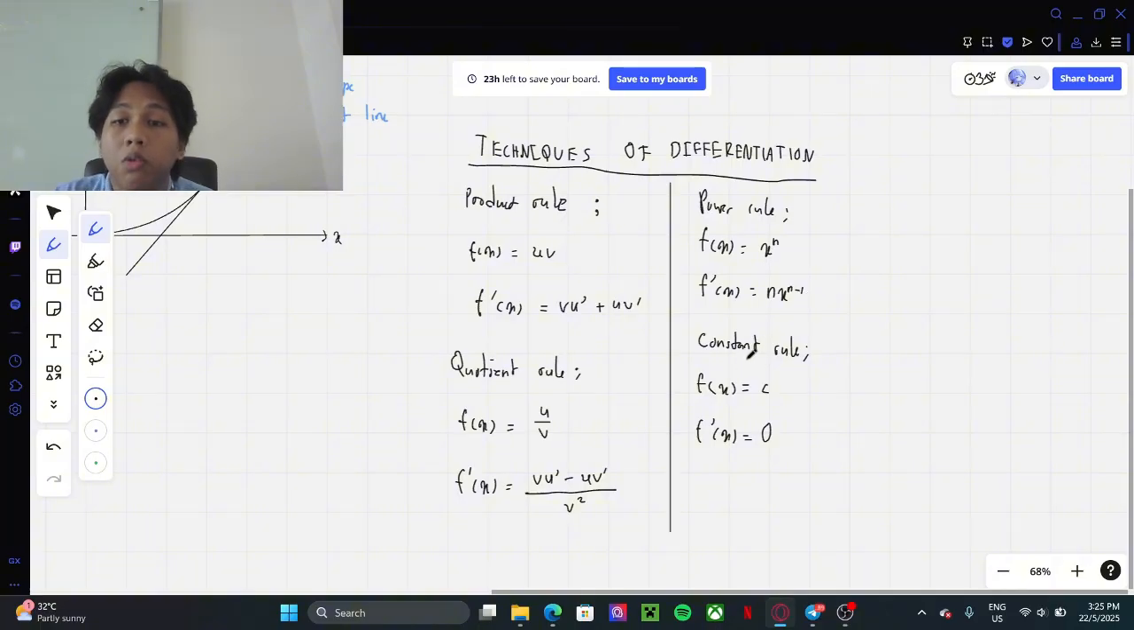So for the constant rule, we have f of x is equal to any constant that doesn't have any variable in it. So we have f prime of x is equal to 0. Any constant, the derivative is always equal to 0.